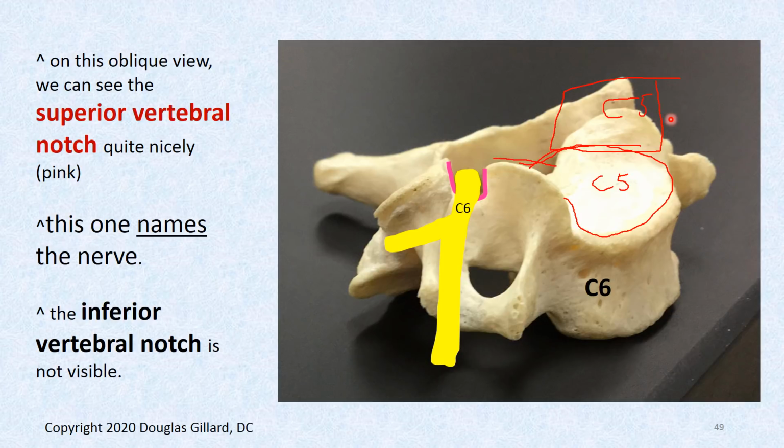A disc herniation can pinch the C6 nerve. It can't pinch the C5 nerve. It's not like the lumbar spine. You can't get lateral herniations here because of this wall, this uncinate process. Everybody good?